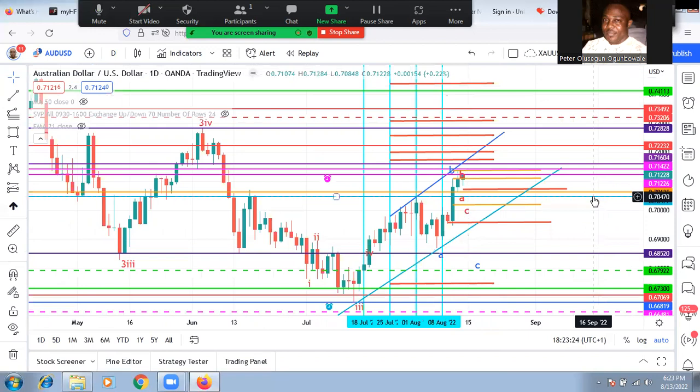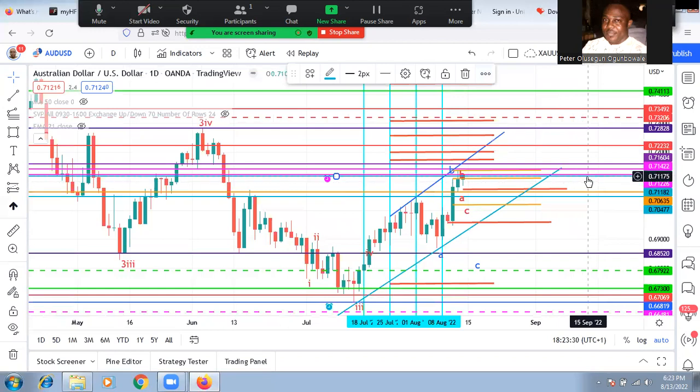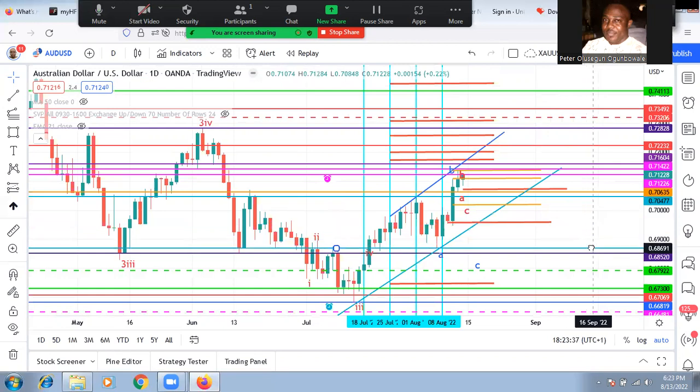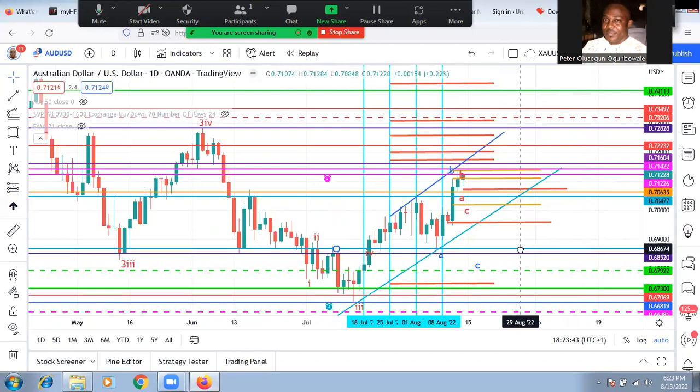So things are changing a bit, so we have to come to terms with that. And you can't be rigid with this thing. You can never be rigid. You have to follow the flow. It is the structure that they give you that you can deal with.